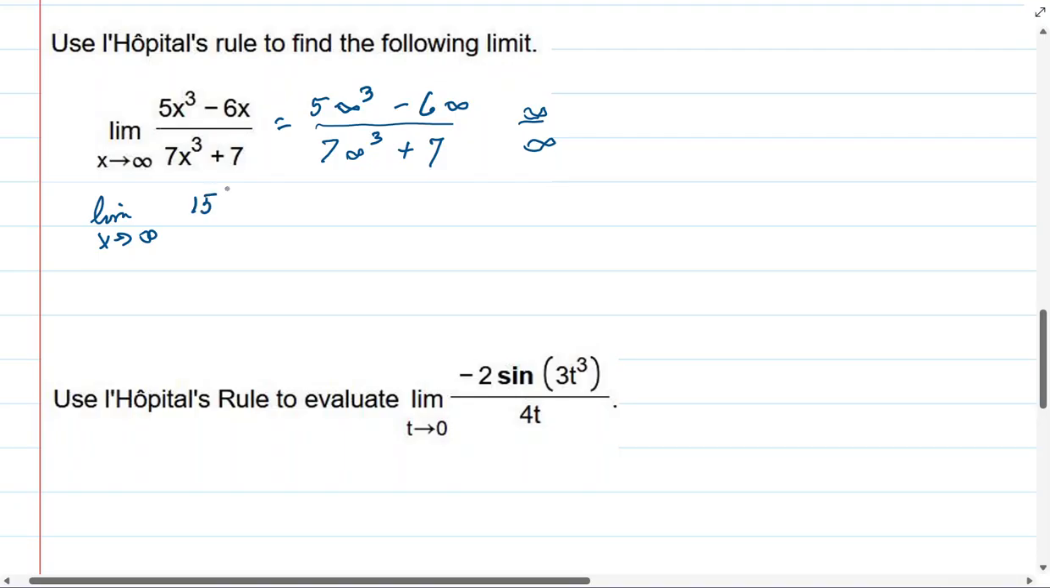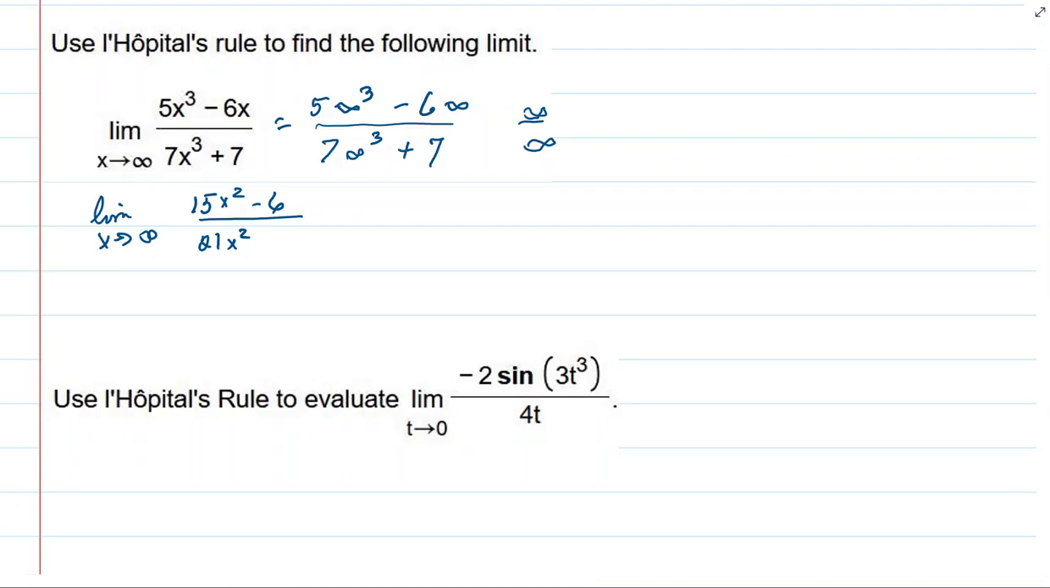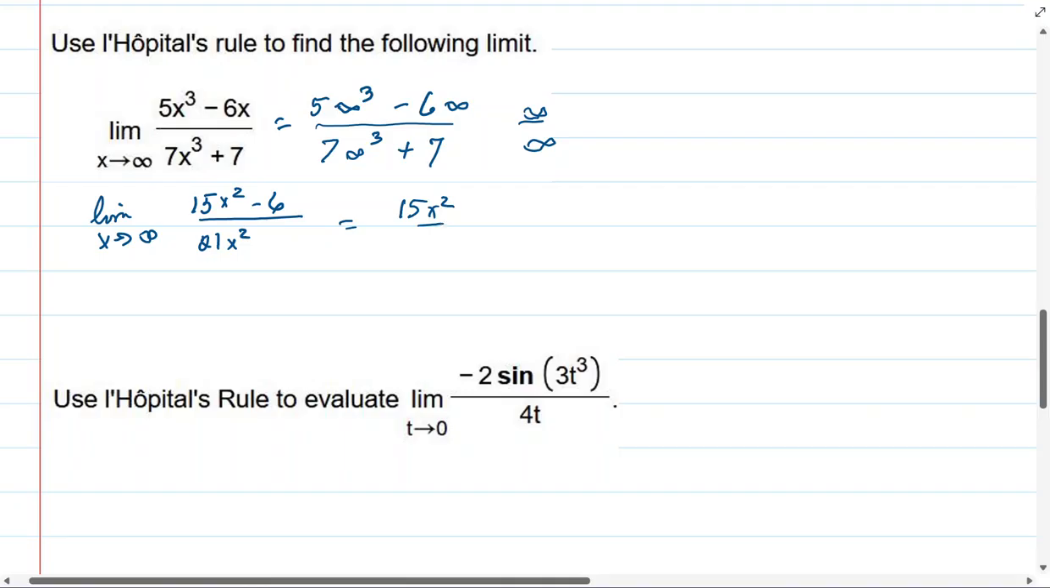So I'm going to have 15x squared minus the 6. Everybody agree? And I'm going to have 21x squared, period. Right? So in this case, we would have simplified. So we would have had 15x squared over the 21x squared minus 6 over 21x squared. If I put infinity there, this guy is what? 0, right? So we're not worried about that. Well, these cancel, and then I'm going to reduce it by 3.